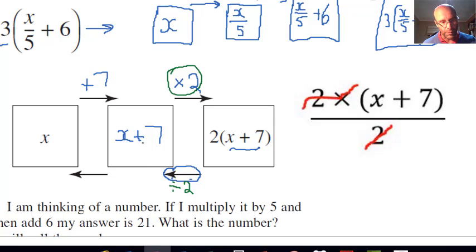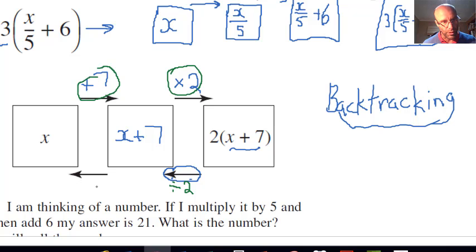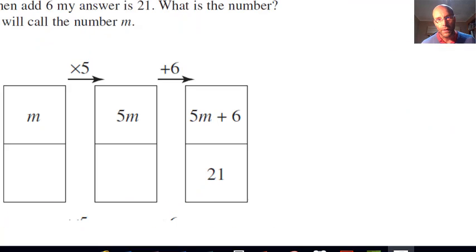Let's see, 2 times x plus 7, divide by 2 undoes the times 2, and it just leaves the x plus 7. So that makes sense. We have to, in the next step, undo the plus 7 because it's going the opposite direction with a minus 7. Alright, so we divide by 2, and then we minus 7, and x plus 7 minus 7 leaves us with just x. That makes sense.